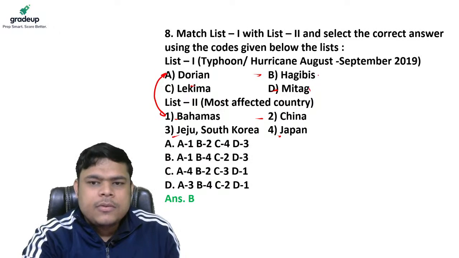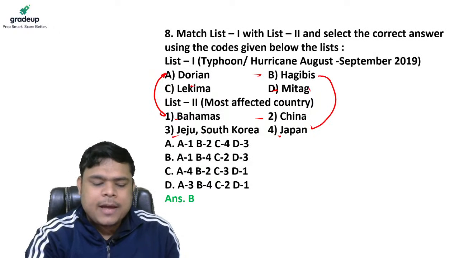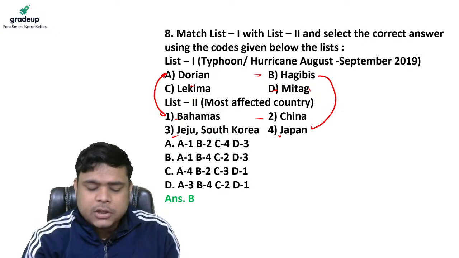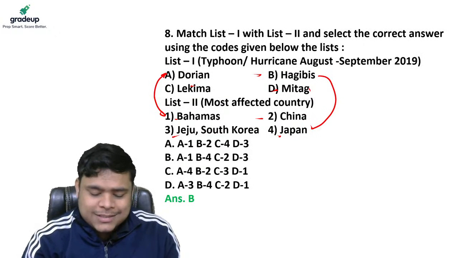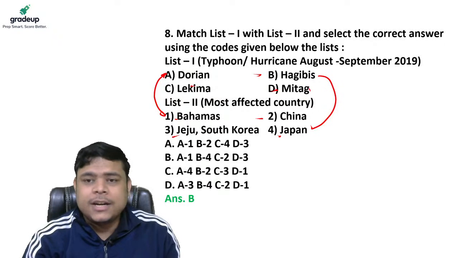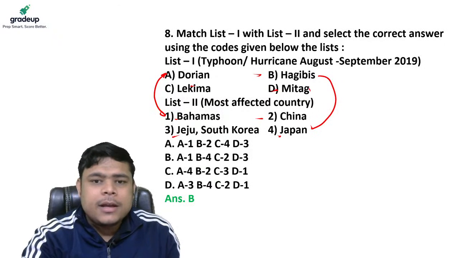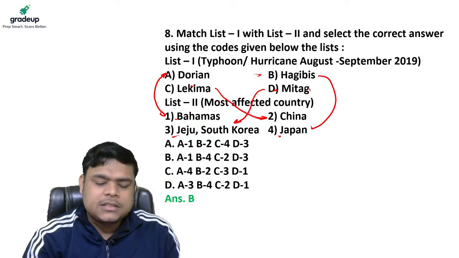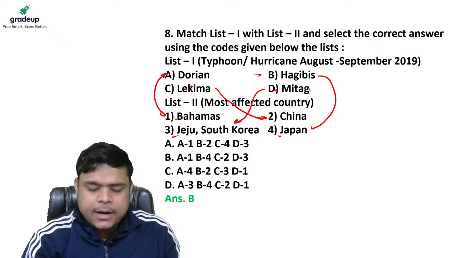Now, B is 4. So, Hagibis definitely is in Japan, my dear friends. Please, guys, I am giving you time to note this down. Fine. Then Lekima is definitely, my dear friends, not in number 2. It is in China. And then Mitag, my dear friends, is definitely in South Korea. This thing must be clear to you.